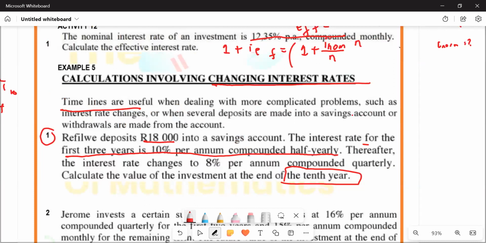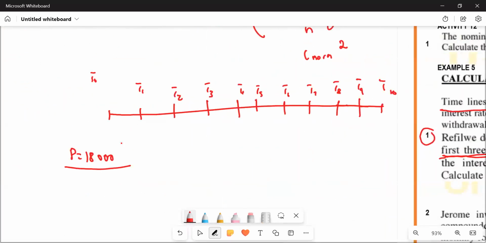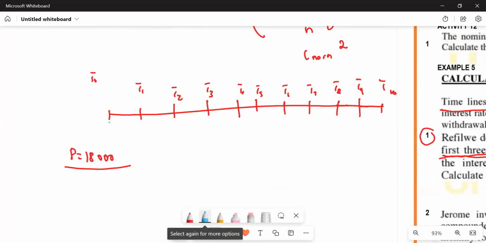They say the bank promised to give Refiller the following: the interest rate for the first 3 years. What is the interest rate for the first 3 years? It's 10%. Okay? So here's what we're going to do on our timeline. On our timeline, we're going to put the interest below, and then we're going to put the number of calculations above. So I'm going to say from T0 up until I get to T3, what is the interest?